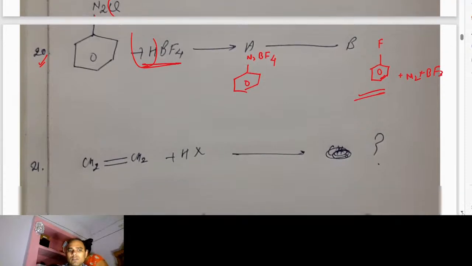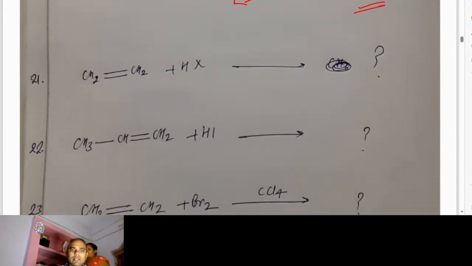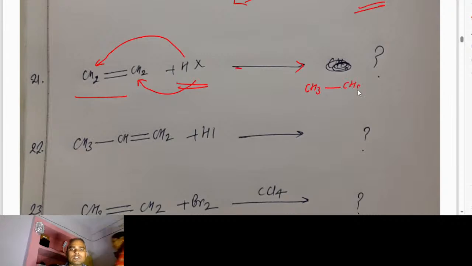Now let us move on to question number 21. Here there is an alkene and hydrogen halide. Nothing else is given, so directly it will give an addition reaction, meaning hydrogen is added here and halogen is added here. So what is the product? CH3CH2Cl. So this is the product.